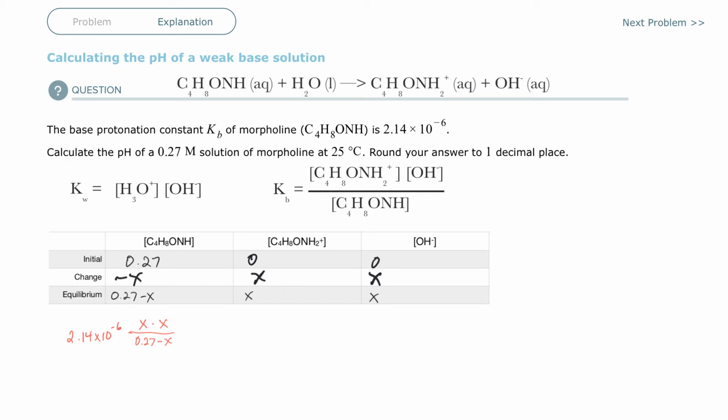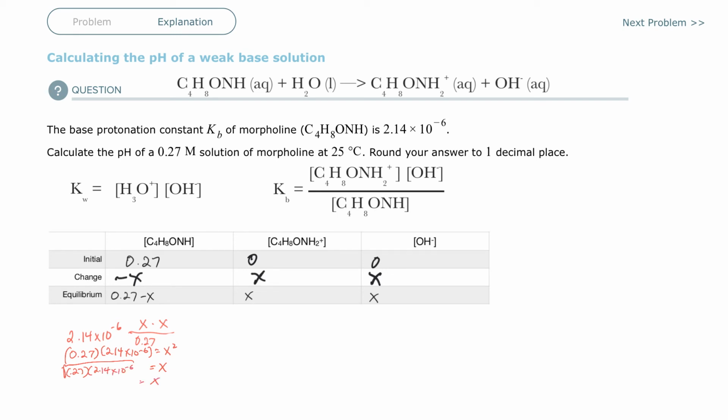Even if I went to all the trouble of finding this X and dividing by it, this part would just divide off anyway. So I'm going to fudge this. I'm going to take my eraser and I'm going to erase just the minus X there. And by doing that, I now can take the 0.27, bring it to the top, and I have 0.27 times 2.14 times 10 to the minus 6 equals X squared. X is going to be equal to the square root of 0.27 times 2.14 times 10 to the negative 6.